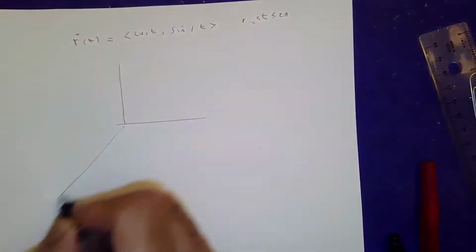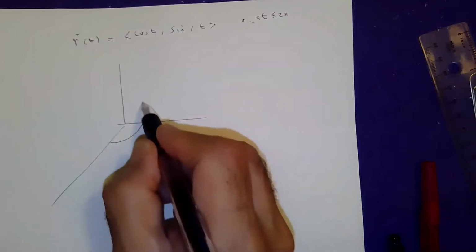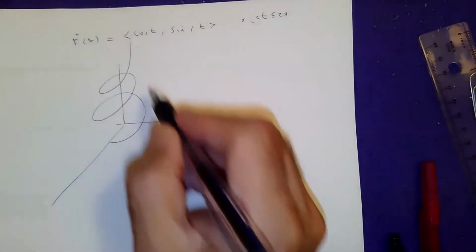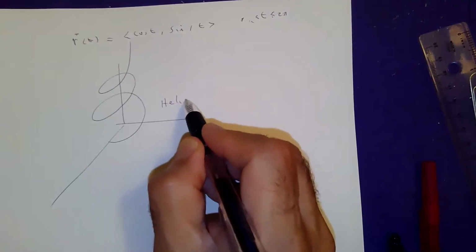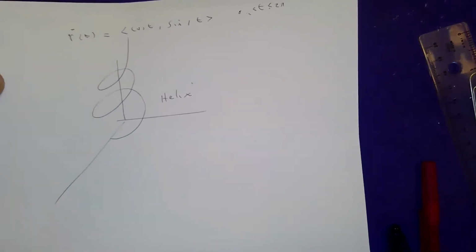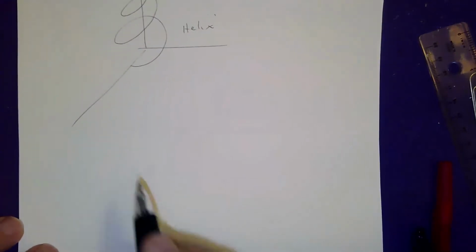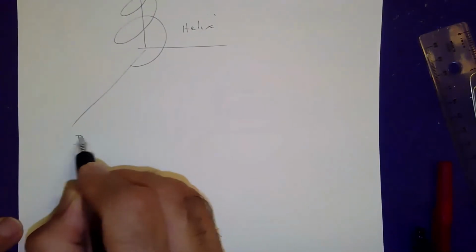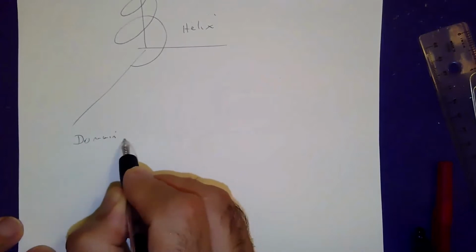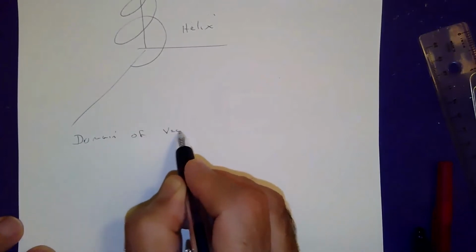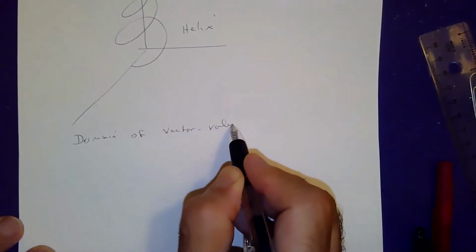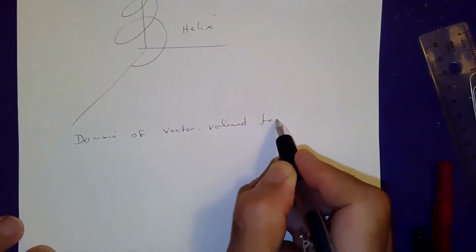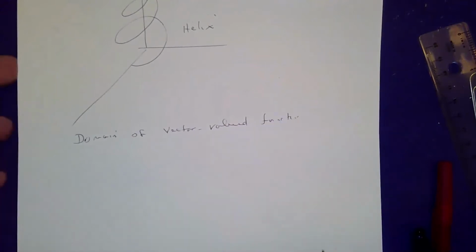So these are all space curves. So the graph of this guy kind of looks like this. So that's called a helix. Okay, so these are space curves. All right. So what is the domain of these kind of functions? The domain of vector valued functions. How do you find the domain of these guys?